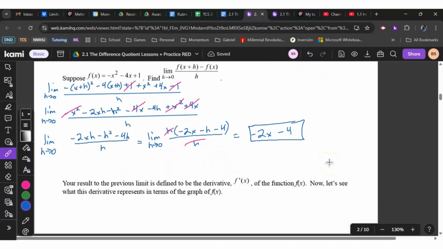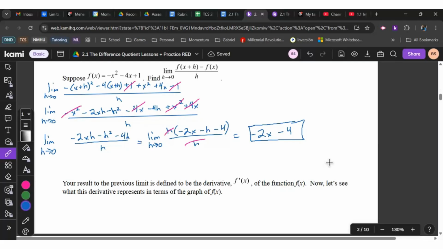Okay? Does anybody know what that's called? It is called a derivative. So your result to the previous limit is defined as the derivative. We write it this way a lot. It means f prime of x. That's what that means. It's not f of 1 or f of negative. F prime. Prime means it's the derivative.